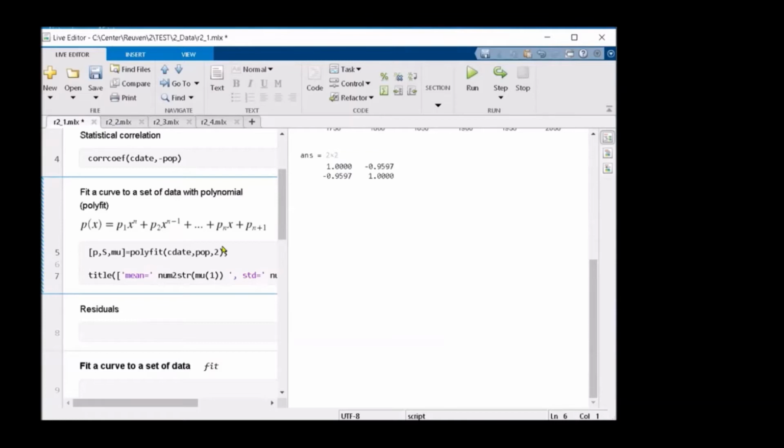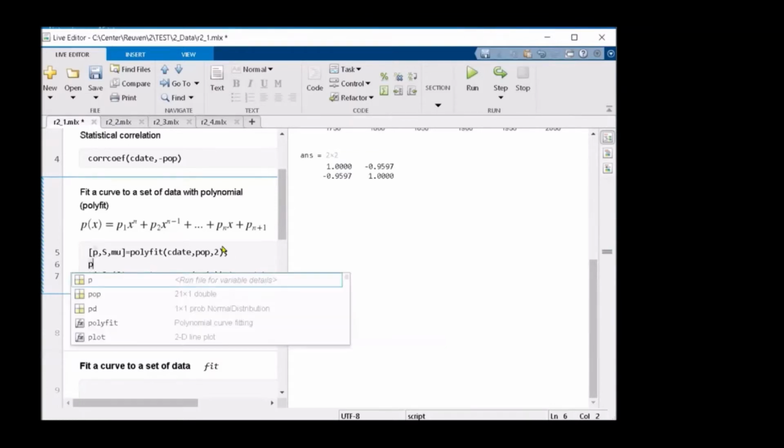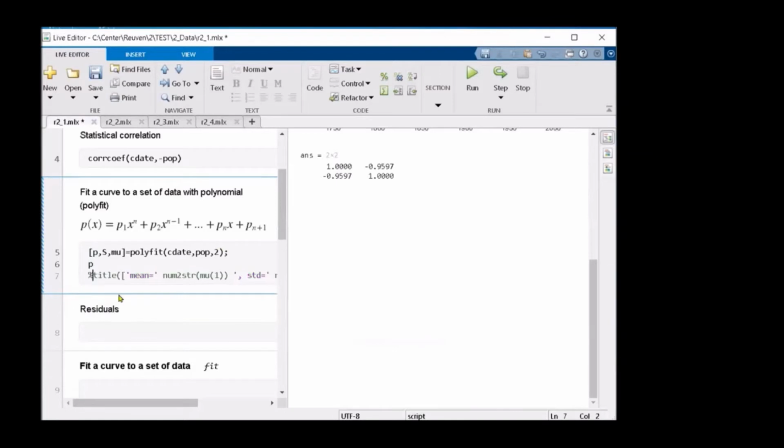When we get this result, we can see the polynomial itself. Let's see it. And I will close our title because we don't need it.